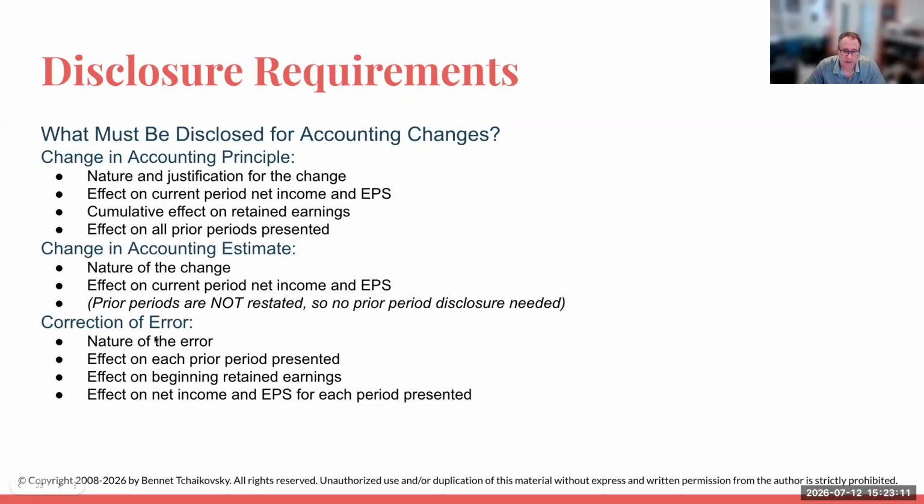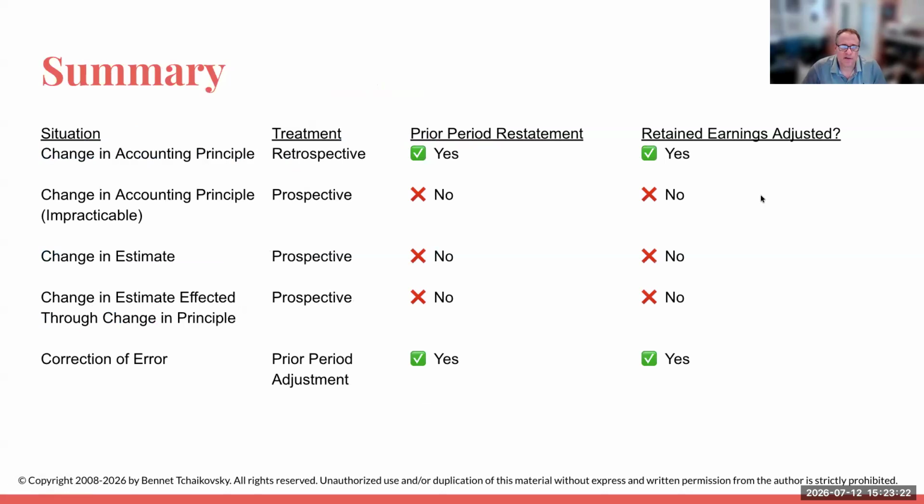Correction of an error: the nature of the error, the effect on each prior period presented, the effect on beginning retained earnings, and then the effect on net income and earnings per share for each period presented. So this is basically a summary of how we handle these different types of things.